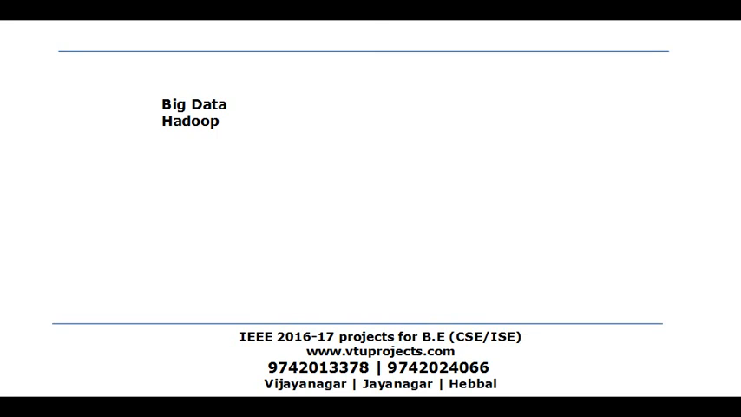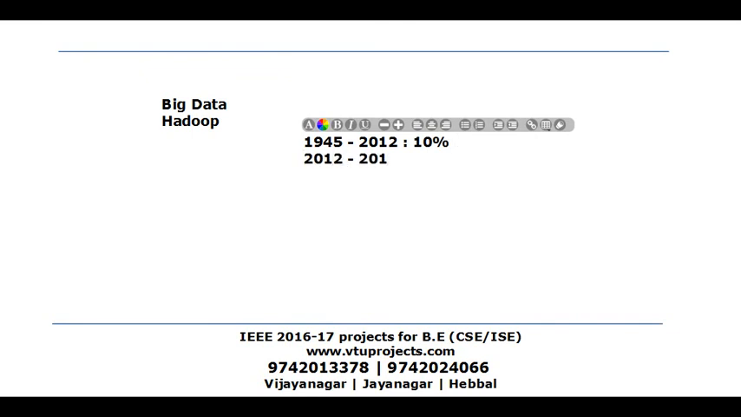Okay, so one fact that you have to know about big data is from the start of the year where we started to collect the digital data, or say for example from 1945 to 2012. Okay, from the start of the year where we started to collect digital data till 2012, we have collected only 10% of the data. Okay, so whereas from 2012 to 2016, current date, so we have collected around 90% of the data.